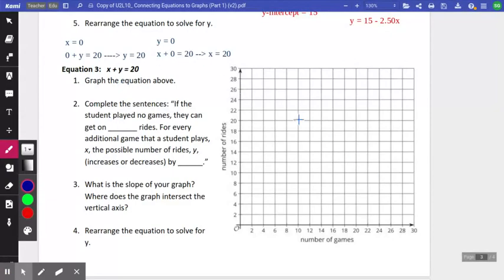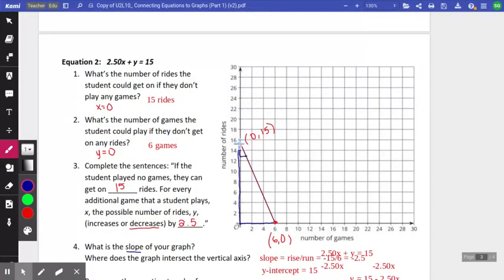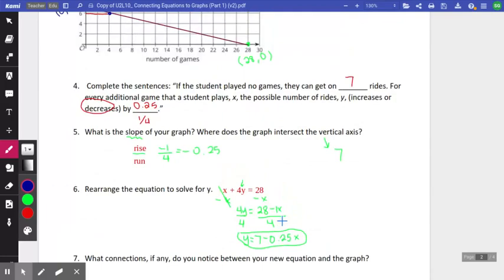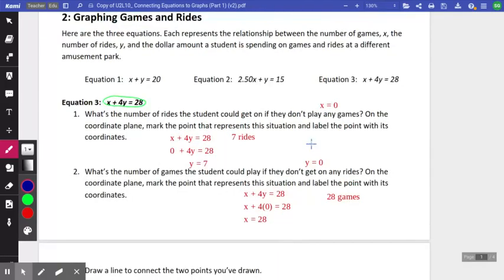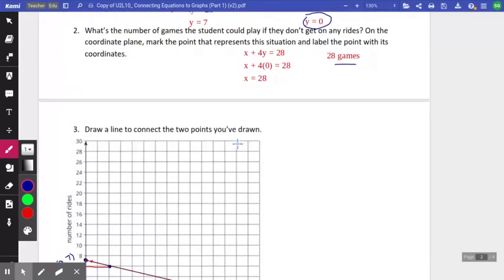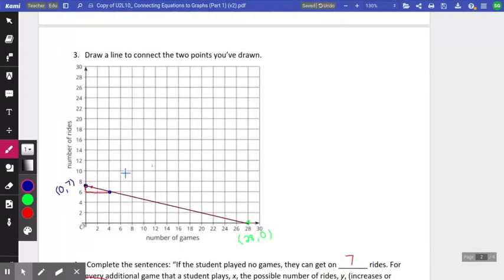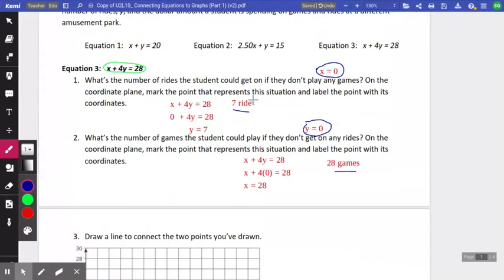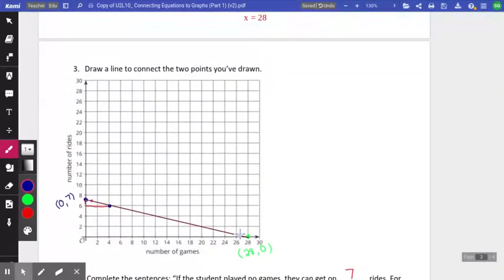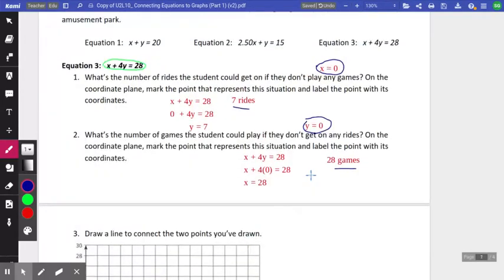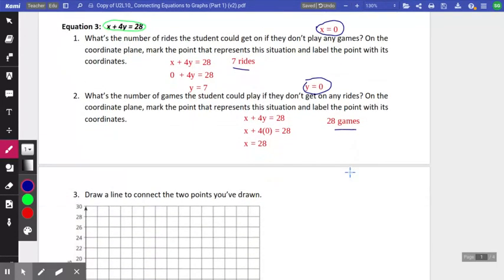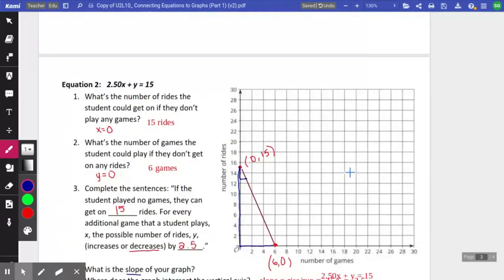In order to graph this equation, just like in these past ones, we want to find that y-intercept and that x-intercept. How have we been doing that in each of these problems? Well, every single time we've used this idea of substitution, substituting in 0 for one of those variables to find that other value. So to find that 7 in that first problem, we substituted x as 0, and then we got 7 rides. Similarly, to get that x-intercept of 28, we substituted in y equals 0 to get 28. You're going to have to start this off by using some substitution.